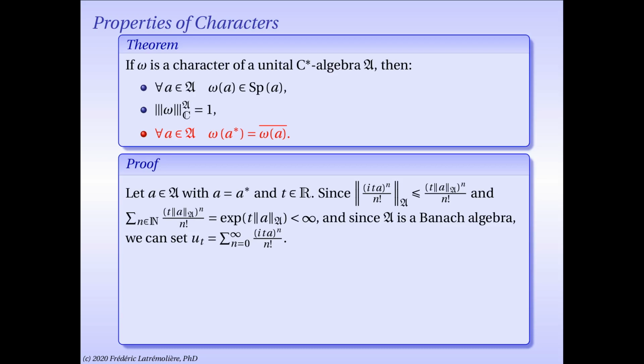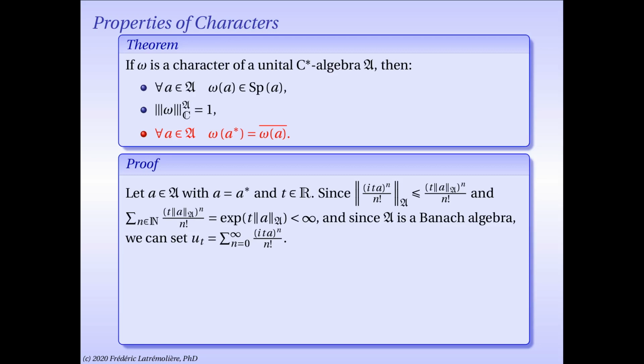So let A be an element of your C-star algebra so that A equals A star. And let's pick some real number t. My goal is to show that this element called u sub t on the third line here is actually well defined. And if you look at what u sub t is, it's a sum of a series which you really would like to call exponential ita. But we're in a C-star algebra, we need to justify this series converges.